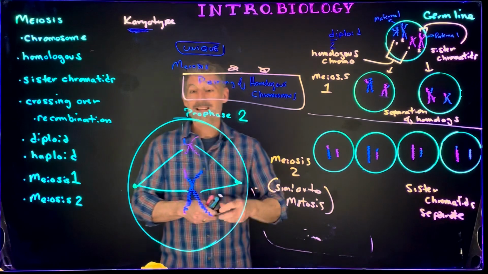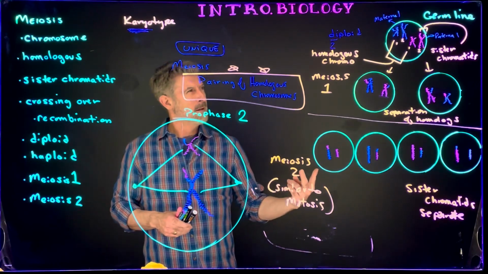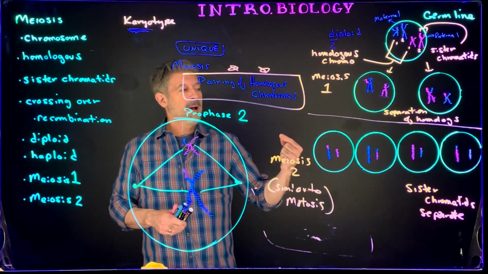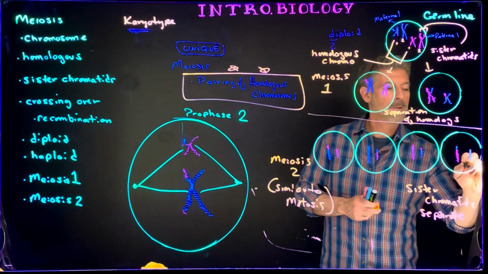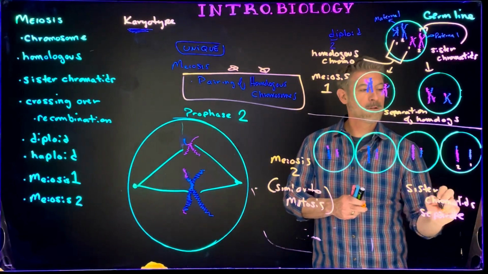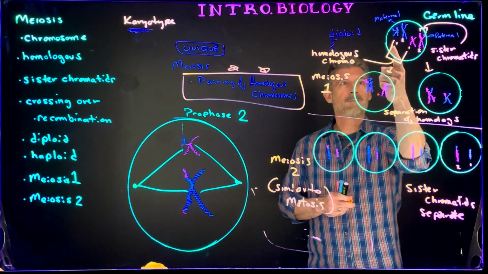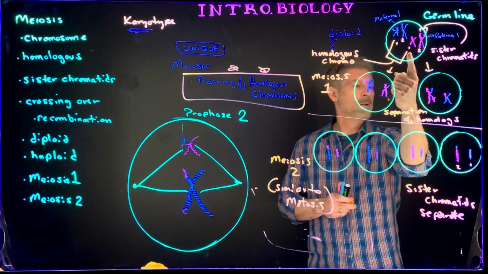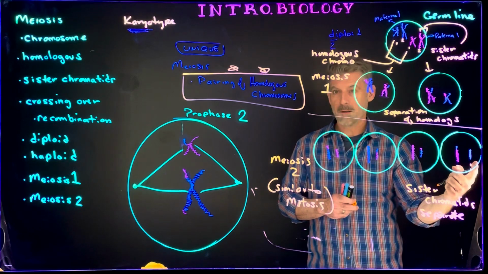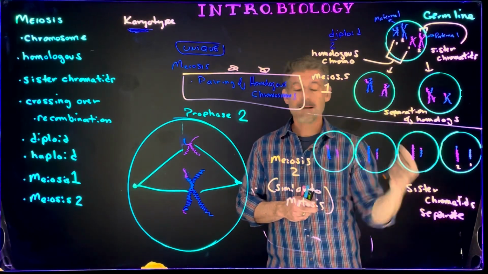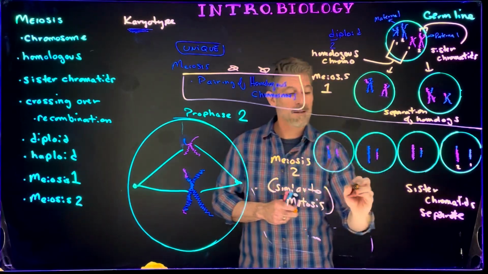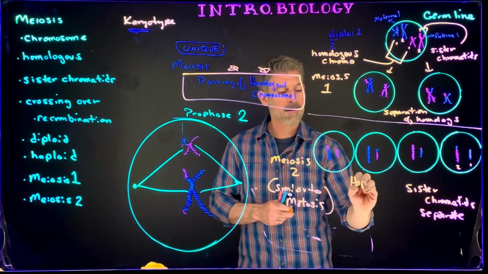But because this is a second division, now we're not going to have, say, 2 of chromosome number 1. So say this is chromosome number 1, this is chromosome number 2. I should have 2 of chromosome number 1, but I don't. I only have 1 of them. I should have 2 of chromosome number 2, but I don't. I only have 1, right? So these are going to be haploid.